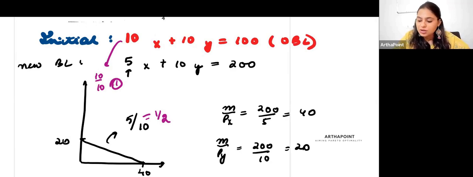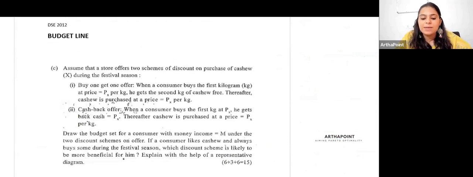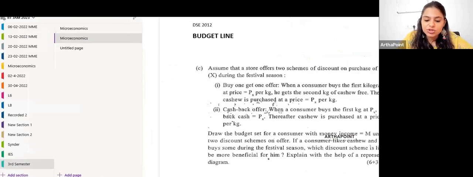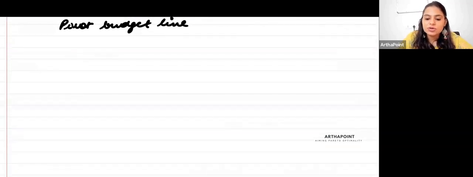Okay. Let's take one more question now. But before I do this, let me teach you one last concept here. And that is the concept of food stamp.